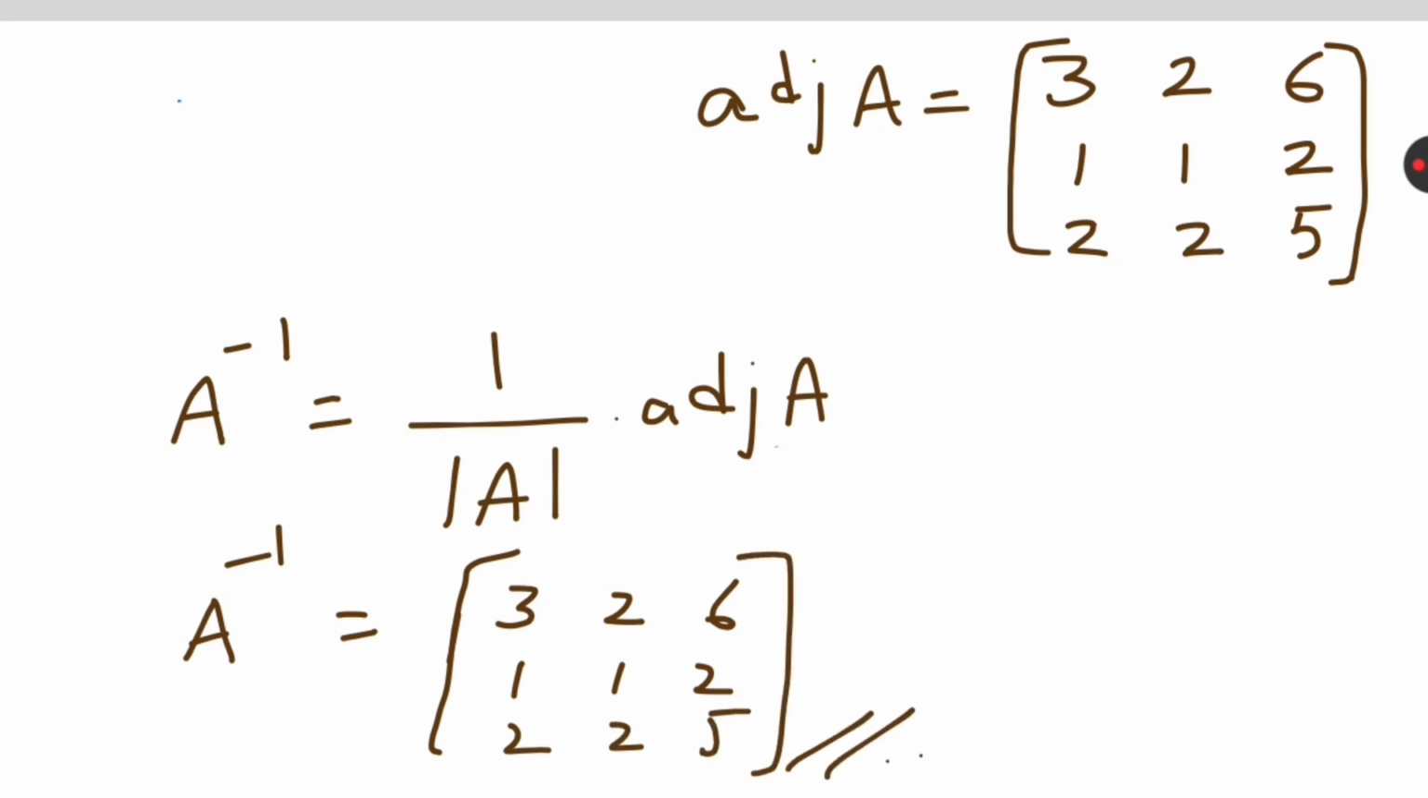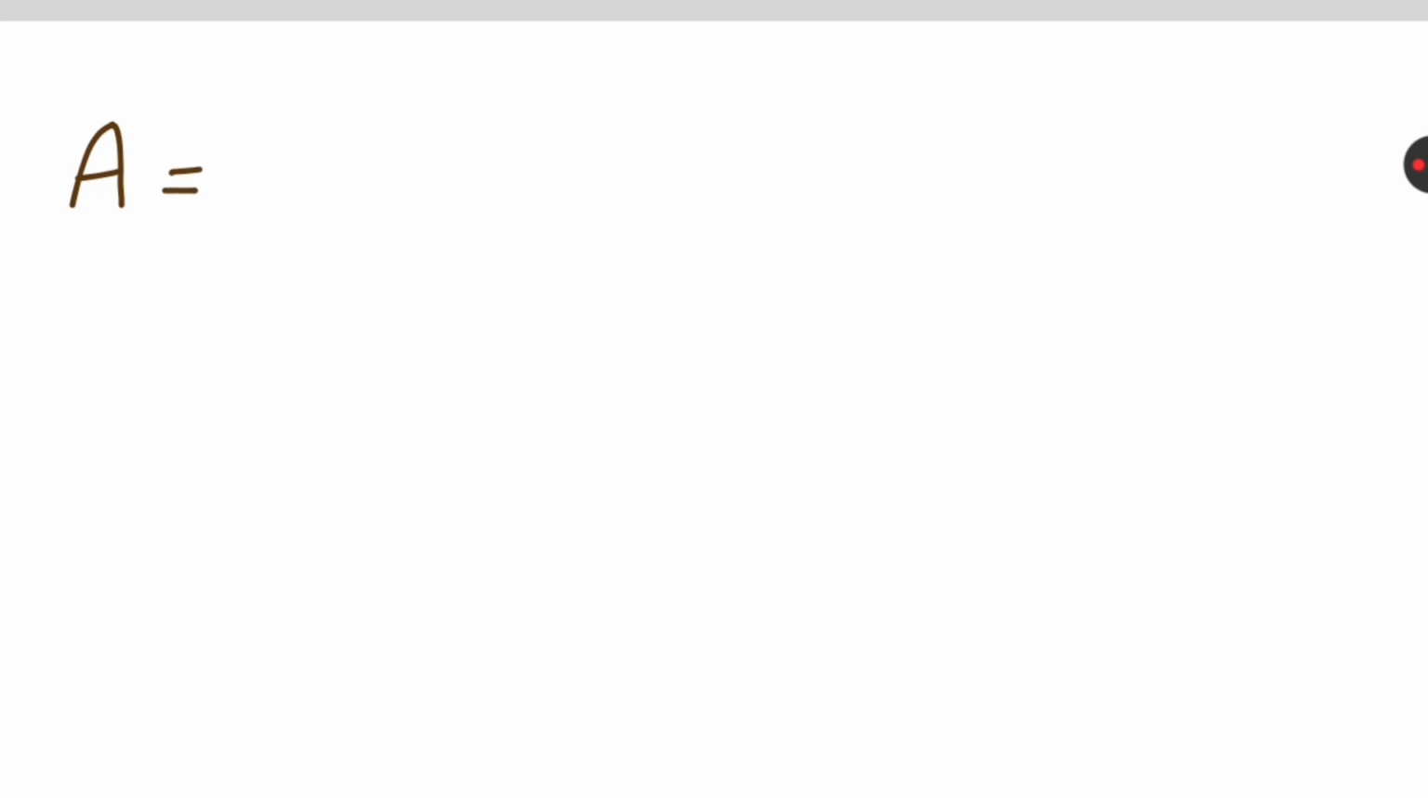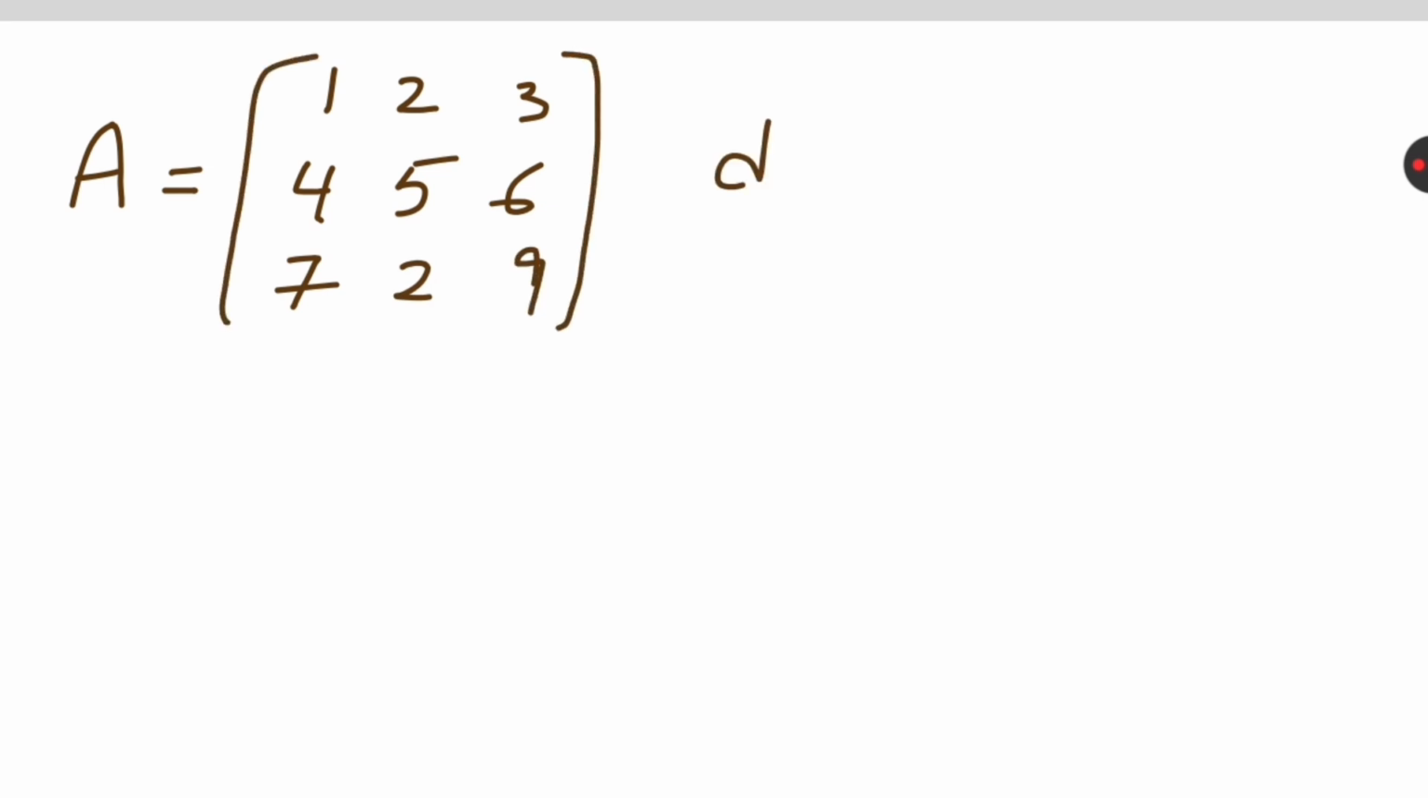I will explain one more example to make the concept very clear. The 3 by 3 matrix is 1, 2, 3, 4, 5, 6, 7, 2, 9. So the first step is you need to find the determinant of A. What is the given matrix? The given matrix is 1, 2, 3, that is our first row. The second row is 4, 5, 6. The third row is 7, 2, 9.